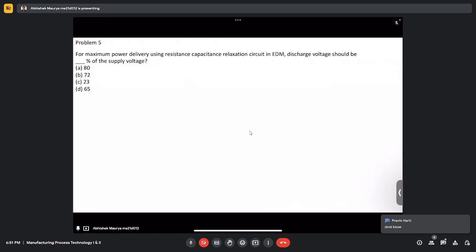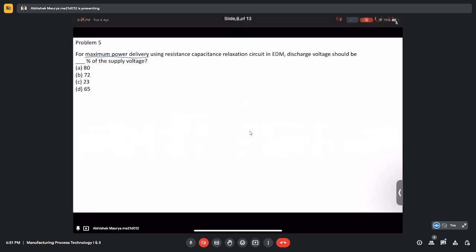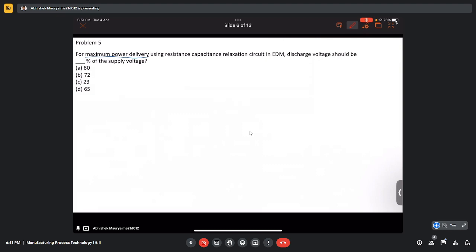I want to spend some time on this problem actually. Basically, I want to explain why it is happening. First thing is, let's read the question. For maximum power delivery, using a resistance capacitance relaxation circuit in EDM, the discharge voltage should be.